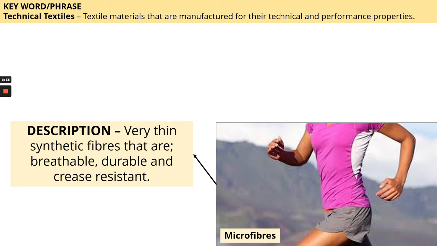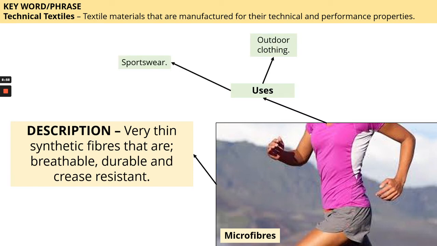These are very, very thin synthetic fibers, and what I mean by synthetic fibers is that it is man-made. It's not come from a natural plant or animal. So they are very, very thin fibers that are breathable, durable, and crease resistant. So the main use for this is outdoor clothing and sportswear.